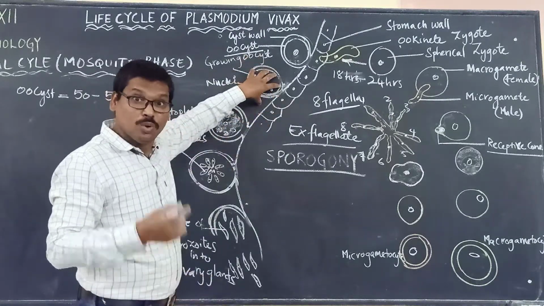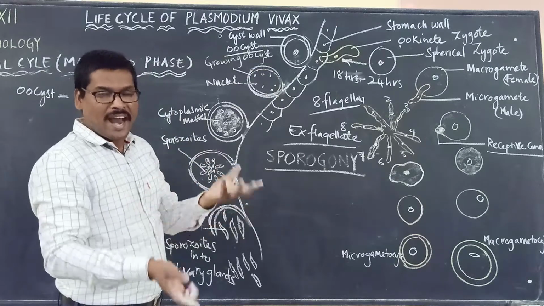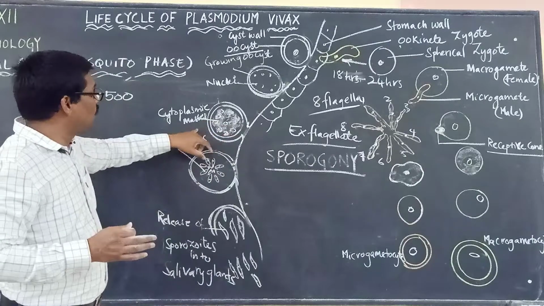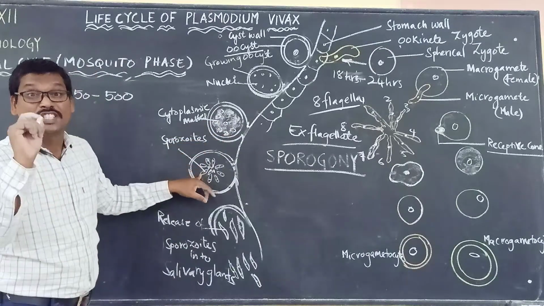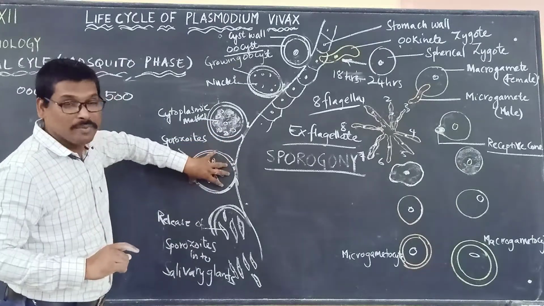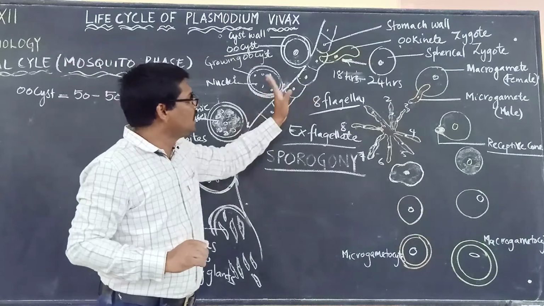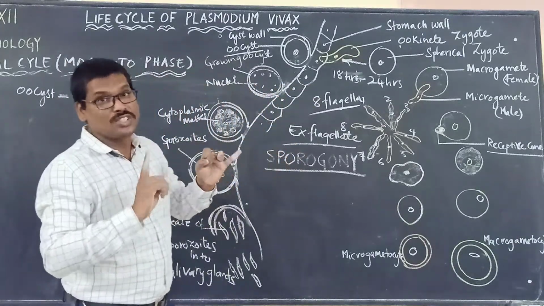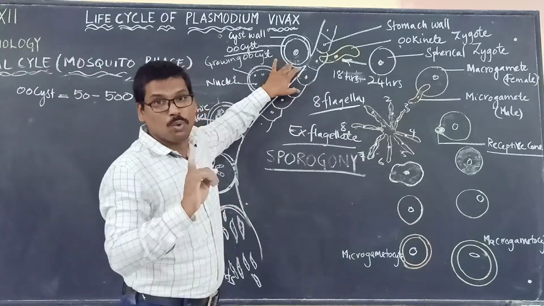So one oocyst will have many nuclei, and each nucleus is surrounded by cytoplasm, and slowly it forms the sporozoids. So till here we have covered the formation of ookinete and oocyst.